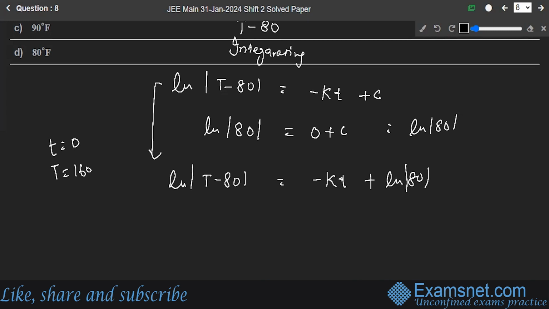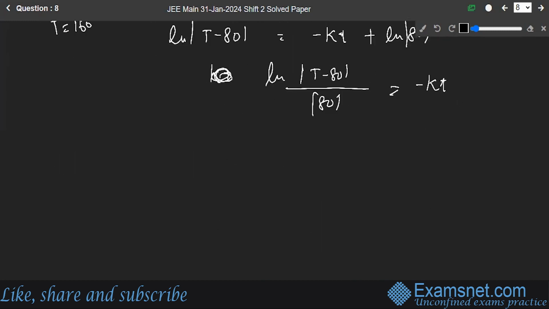Log T minus 80, if I take it on this side, this will be divided by 80, is equal to minus k into t. Or this can be written as log of T minus 80 upon 80, I'm taking the whole thing under the mod. This can be written as e raised to power minus kt. If I remove the log from here, so this is equal to this.